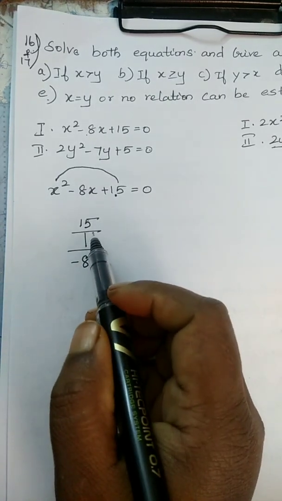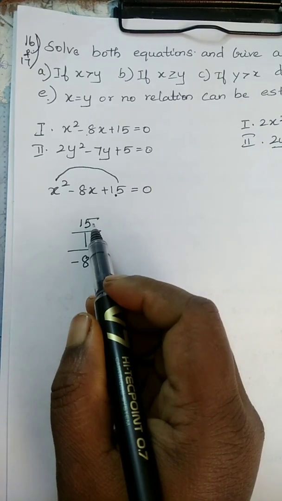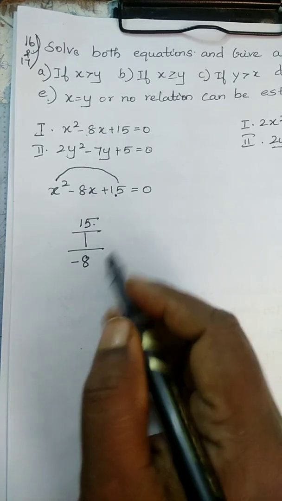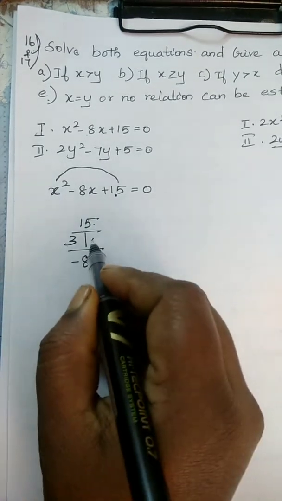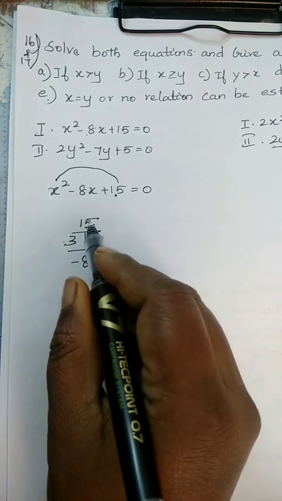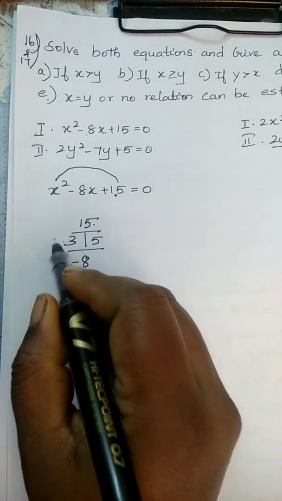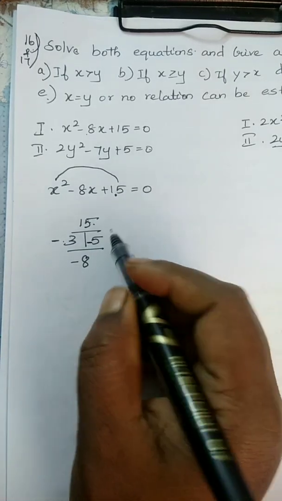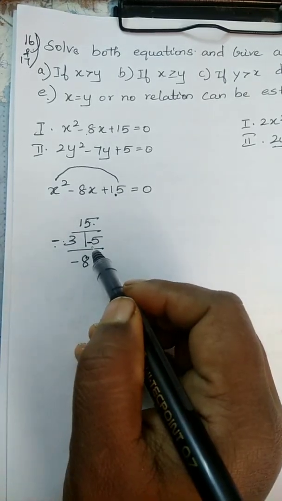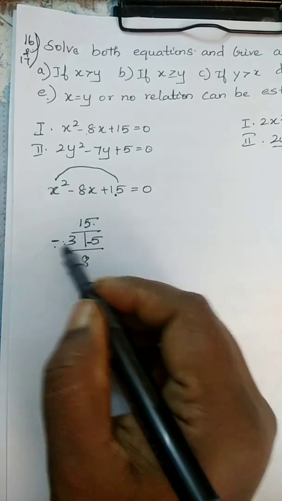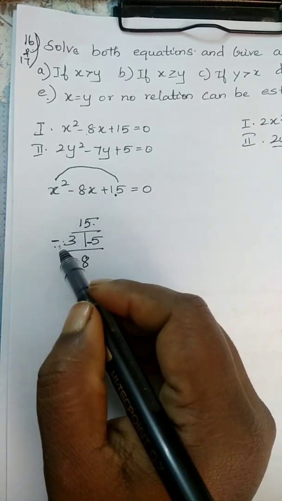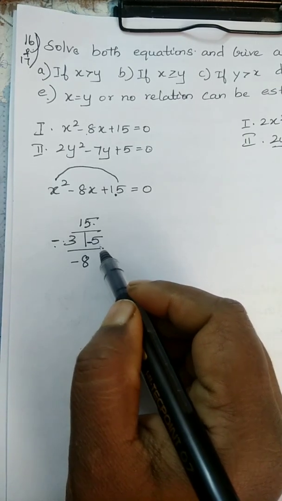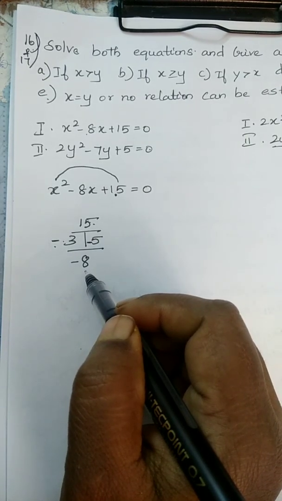On multiplying, we have to get 15 and by adding we have to get minus 8. So 3 5s are 15. But here it's minus 8, so keep here as minus and also here as minus. Minus 3 into minus 5, 15. Minus into minus, 15. So minus 3 plus minus 5, we will get minus 8.